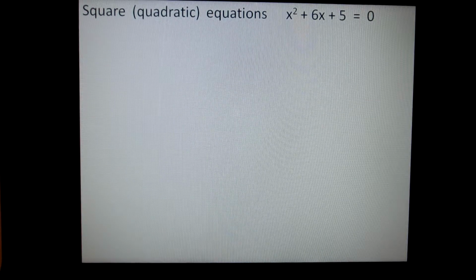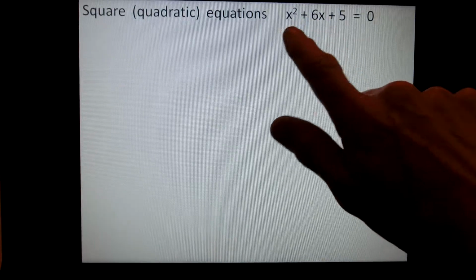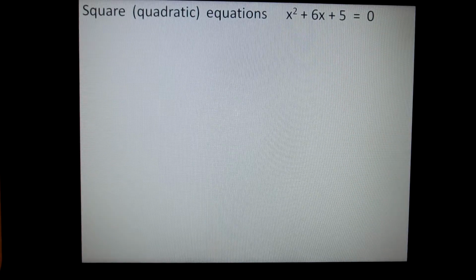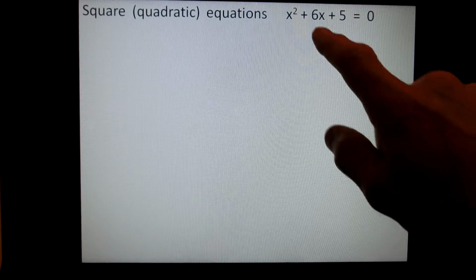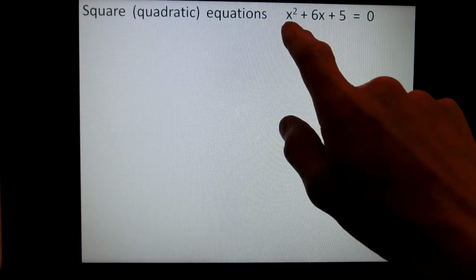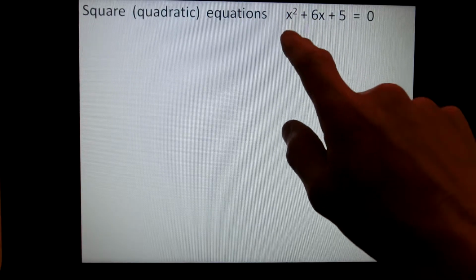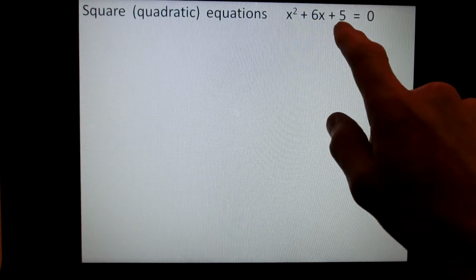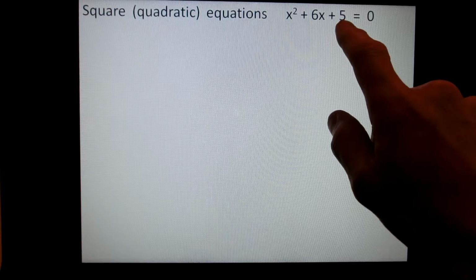Okay, short video lesson on square or quadratic equations, such as the one shown here. So a square or quadratic equation is one where the highest power of x will be x to the power of 2, x squared. It may have an x term in it, it may have a simple number in it as well.